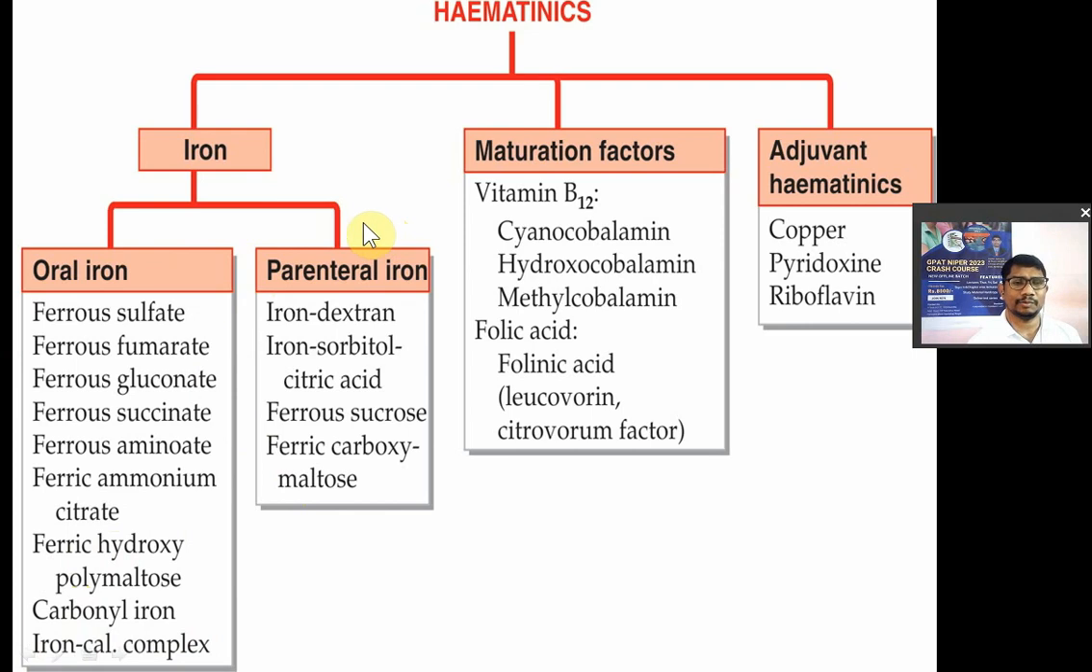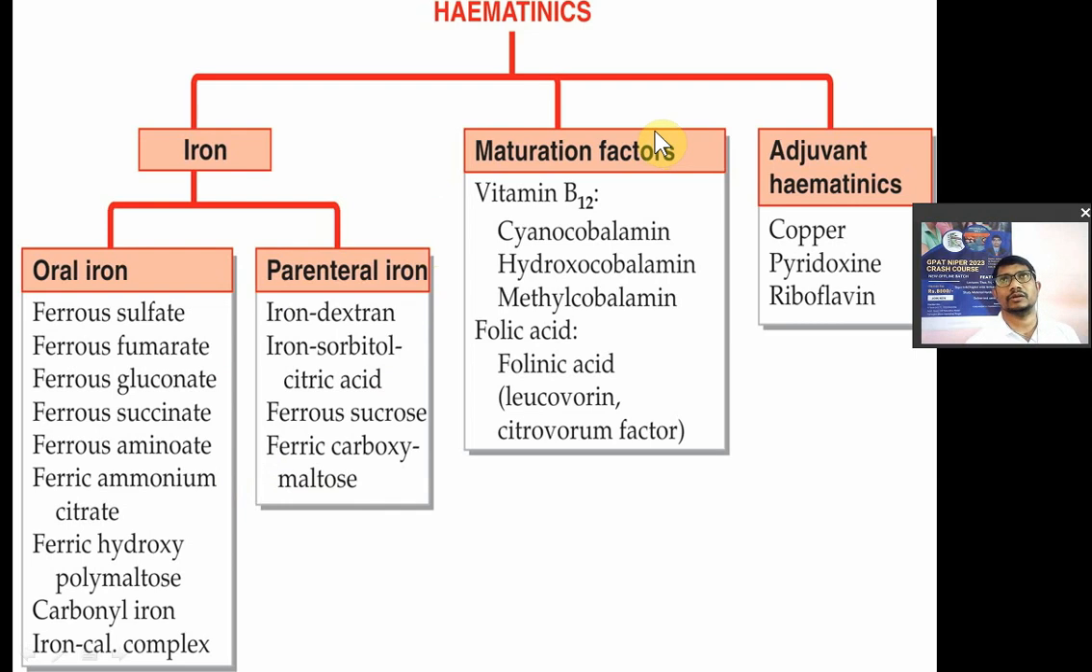Now what are the iron preparations given by the injectable route? Iron dextran, iron sorbitol citric acid complex, ferrous sucrose, ferric carboxymaltose. So these are the iron preparations or iron injections.